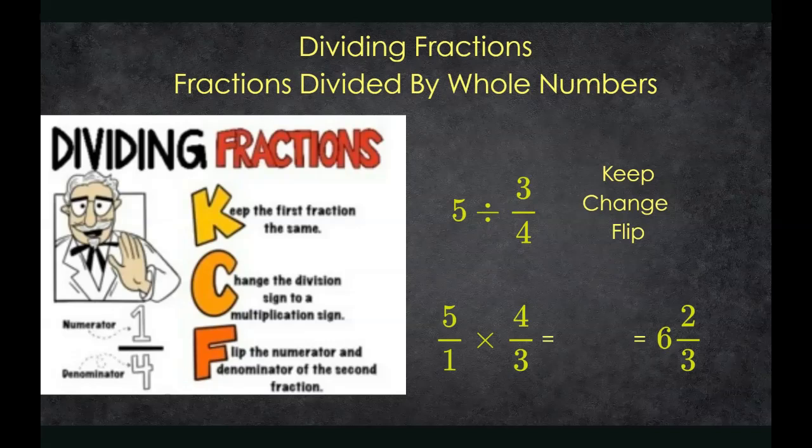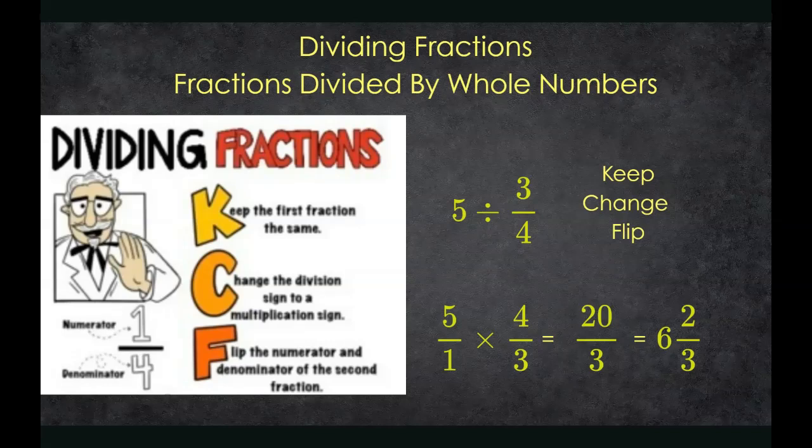5 times 4 gives me 20. 3 times 1 gives me 3. 20 over 3. And then converting that 20/3 into a mixed number. How many times can 3 go into 20? 3, 6, 9, 12, 15, 18. That's 6 groups of 3. That's why we have 6 as our whole number.